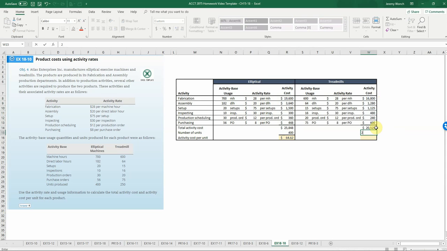And there's 250 units of the treadmill. So we divide our total cost of 20,000 by our units. For treadmills, we would allocate $82 of overhead versus the ellipticals of only $64.62 of overhead.